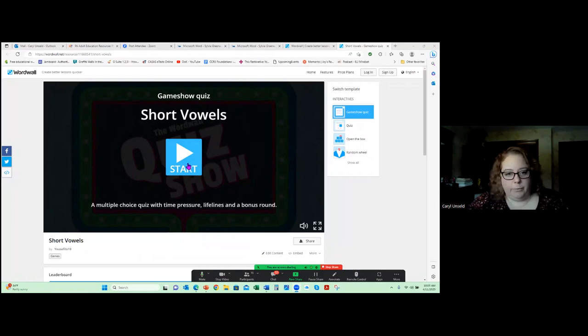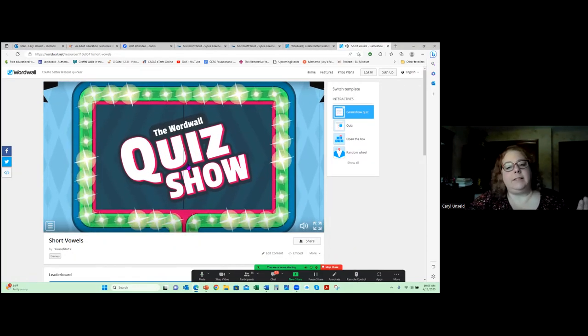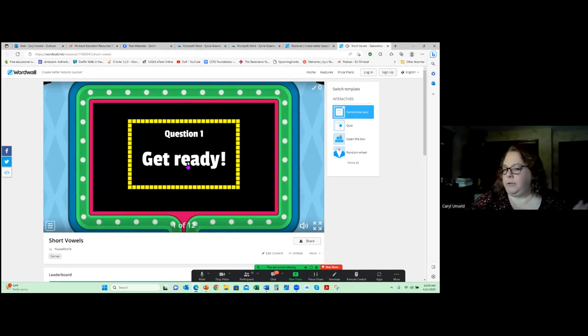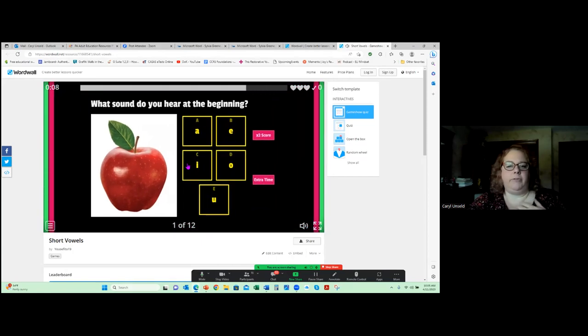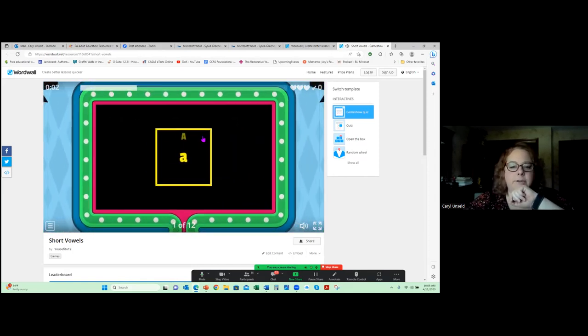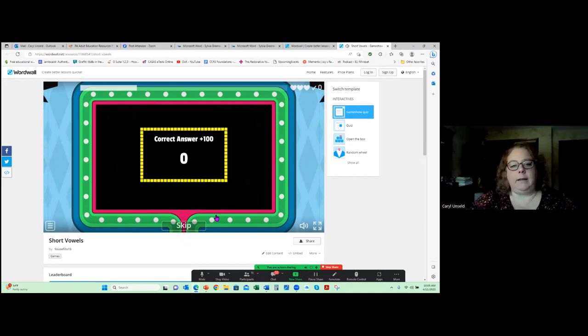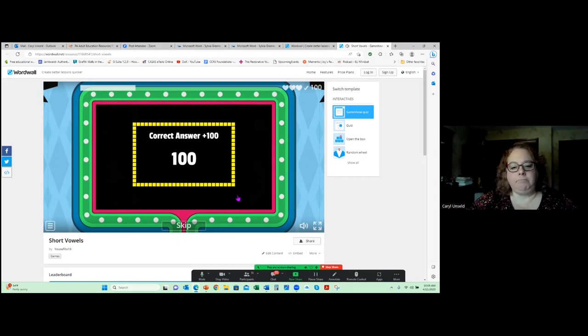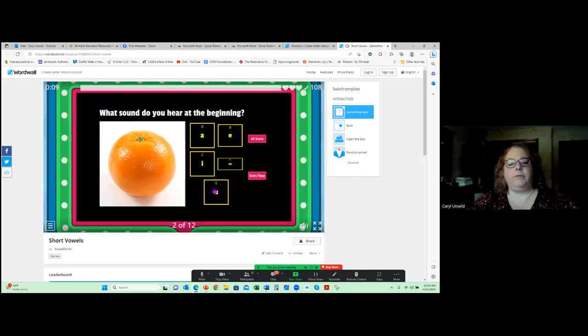In this little game, we're focusing on short vowels. I like this because it's not too kiddy. It has a little bit more of an adult feel. So what sound do you hear at the beginning of, and it shows you a picture? Apple. And it's going to tell the student right away whether it was right or it was wrong. And in here there's, I forget, 14 or 15 questions in here. Oh, 12 questions.